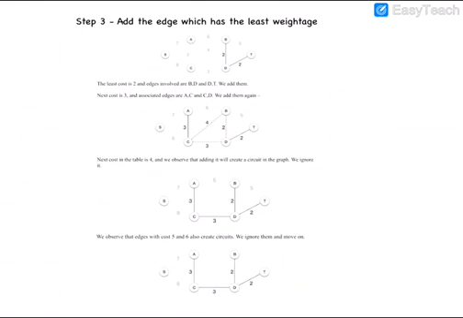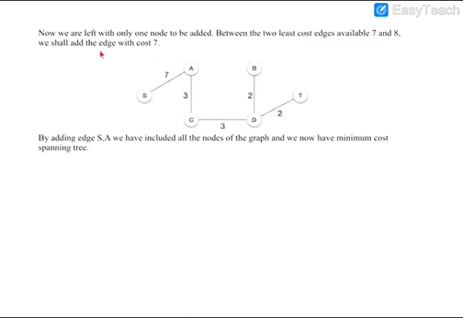The remaining edges have costs 7 and 8, and the minimum cost is 7. So the edge between S and A will be added, and now you can see all the vertices have been covered. All 6 vertices are covered and we have constructed a minimum spanning tree, and you can see we have 6 vertices and V minus 1, that is 5, edges. So this is our minimum cost spanning tree. Hope you understood. Thank you.